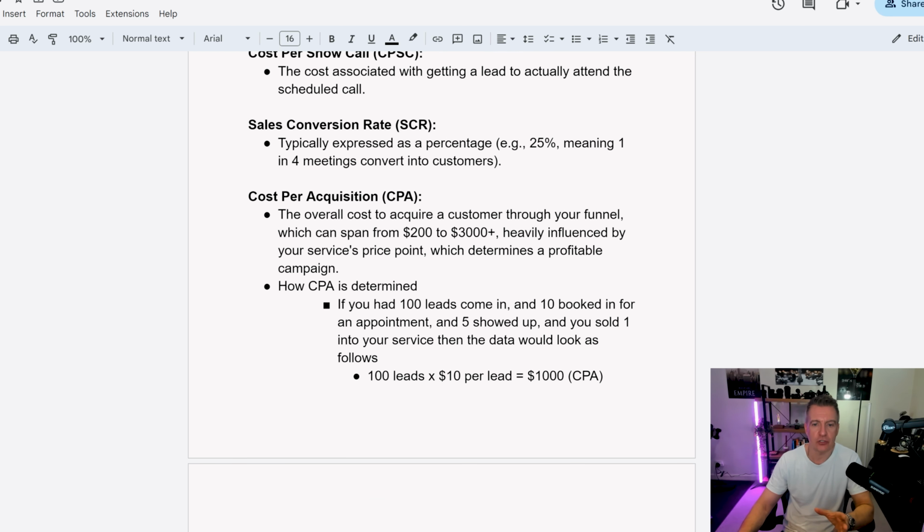So how's CPA determined? If you had 100 leads come in and 10 booked in for an appointment, 5 showed up, and you sold 1 into your service, then the data would look like this. 100 leads times $10 is $1,000 CPA.